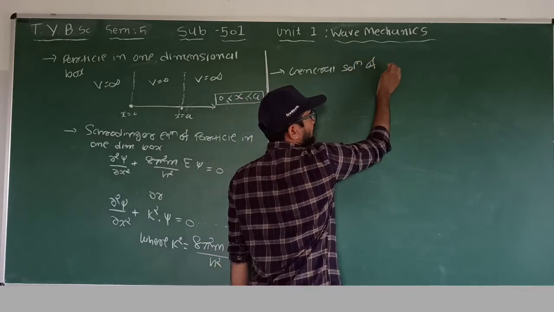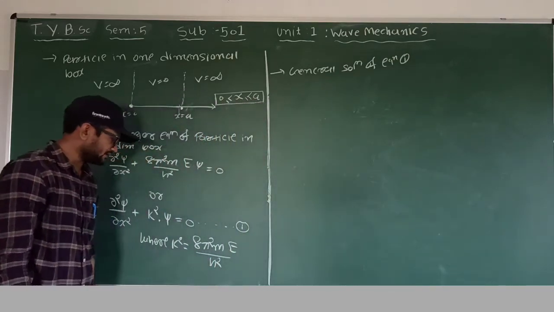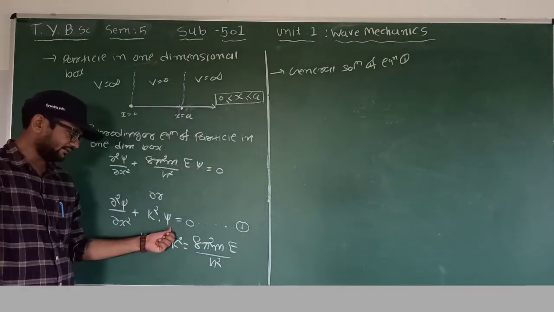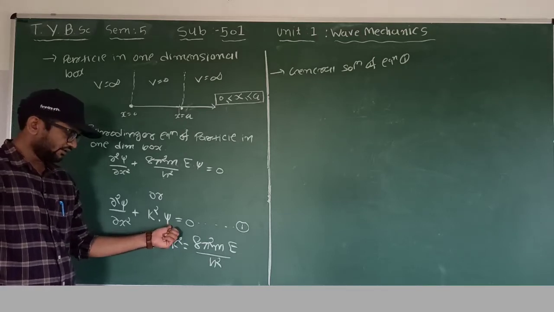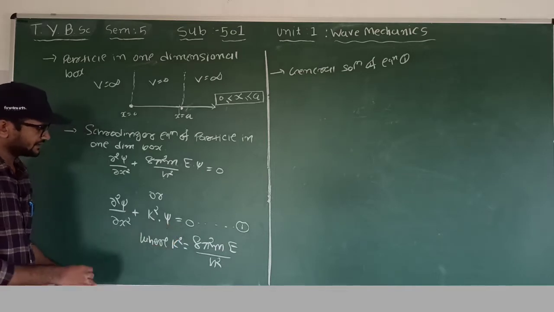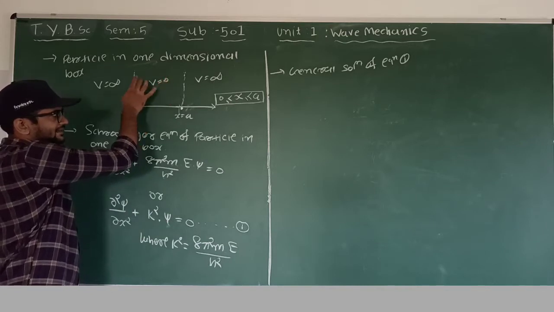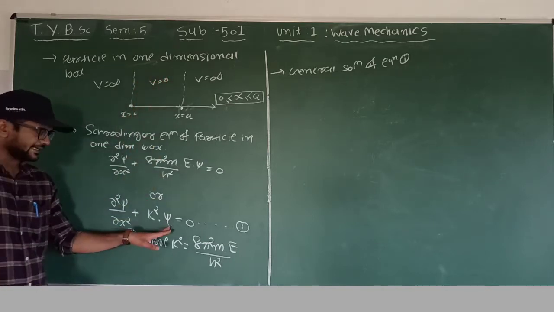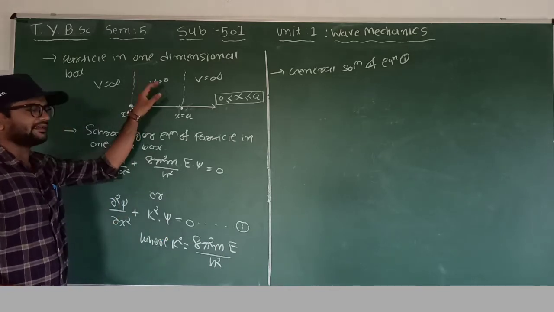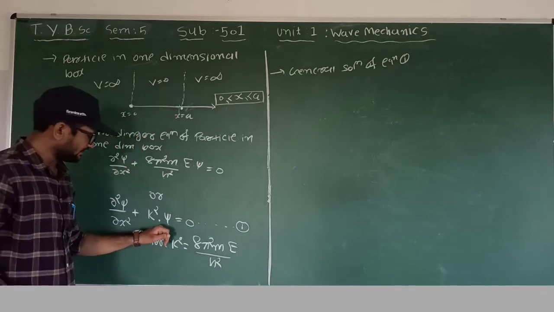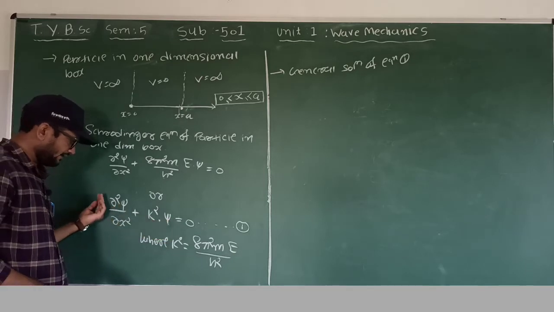The general solution of equation number 1: here the variable is psi. What do you mean by psi? Psi is a wave function, and psi gives the probability of finding the electron inside the box. It indicates the probability of finding any particle inside the box. Now what value of psi satisfies this equation?